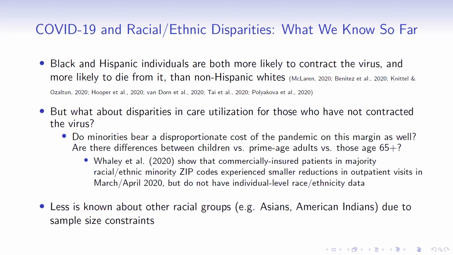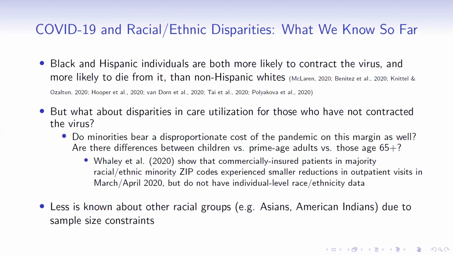Now, when it comes to racial and ethnic disparities in the COVID-19 pandemic, as we've discussed in the last few talks, Black and Hispanic individuals are both more likely to contract the virus, as well as more likely to die from it than non-Hispanic whites, although of course there are some important differences across geography and across those two subgroups. But what about disparities in care utilization for those who have not contracted the virus? One question is whether minorities bear a disproportionate cost of the pandemic on this margin as well. And digging into that, of course, there are all kinds of differences within those groups.